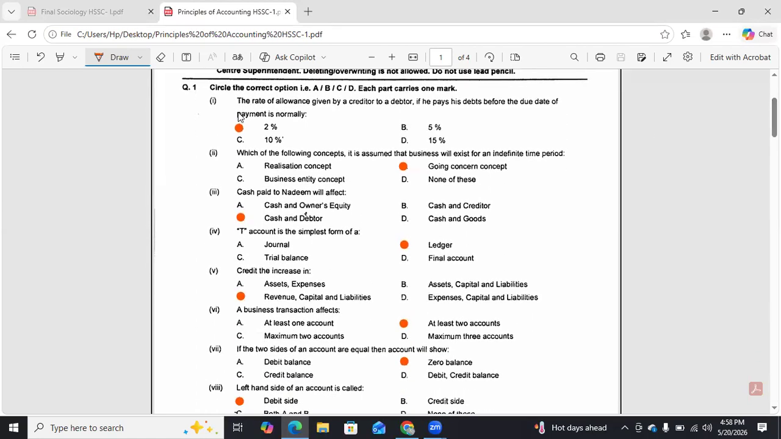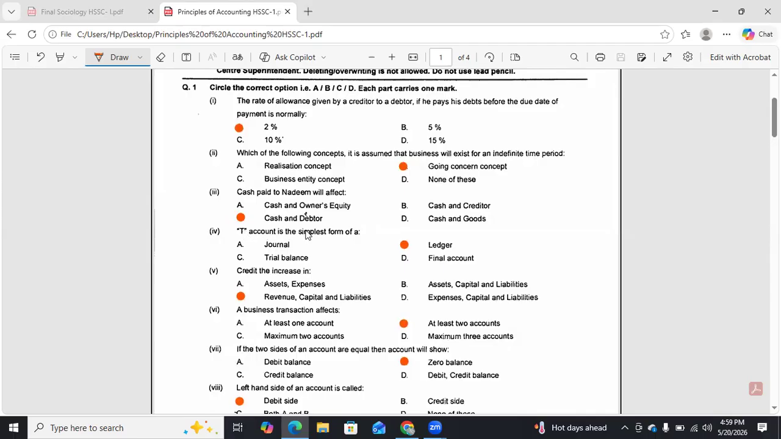Let's go through them. The rate of allowance given by a creditor to a debtor if he pays his debt before the due date of payment is normally 2%. Which of the following concepts assumes that the business will exist for an indefinite time period? Going concern concept. Cash paid to Nadeem will affect cash and debtor.